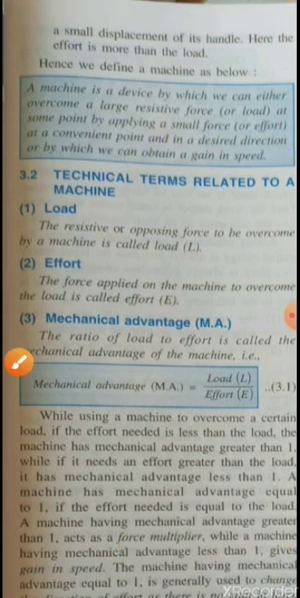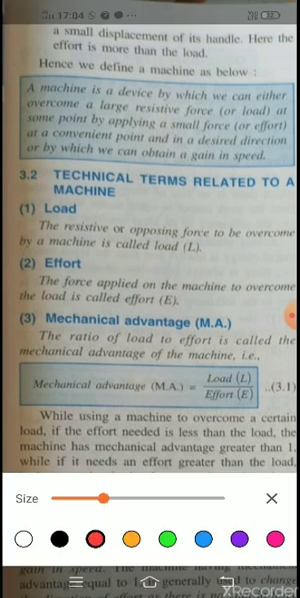A machine is used to overcome your load, which is nothing but your resistive force, and in order to overcome a force you have to apply another, opposing force. This force we call your effort. Both your load and effort are nothing but forces. Listen, your resistive force is your load and your small force is your effort. What we learned in your second and third point is that you can apply it at a convenient point and convenient direction. So it has been mentioned here.